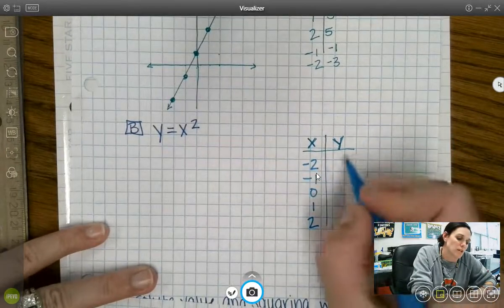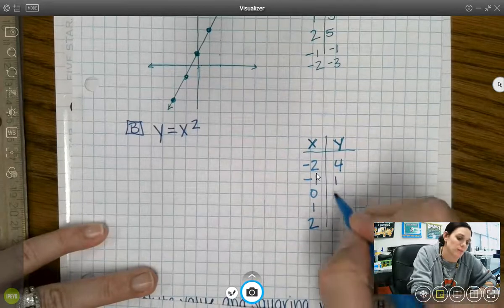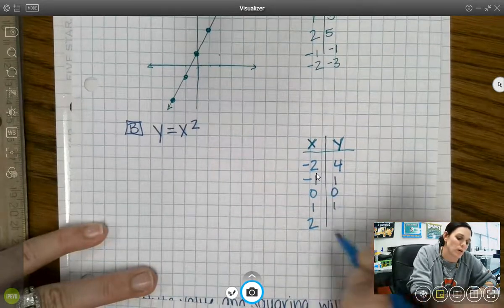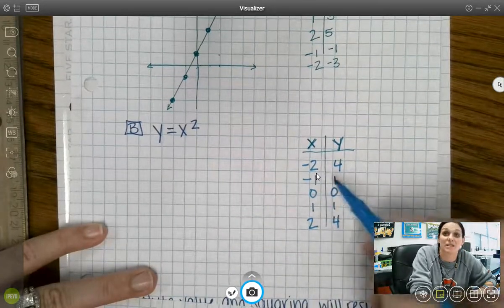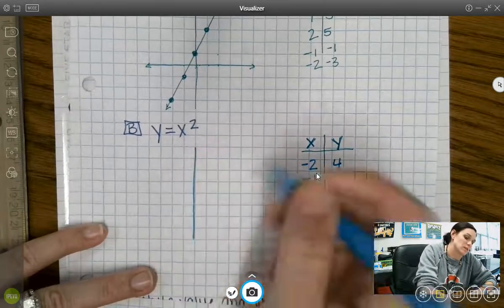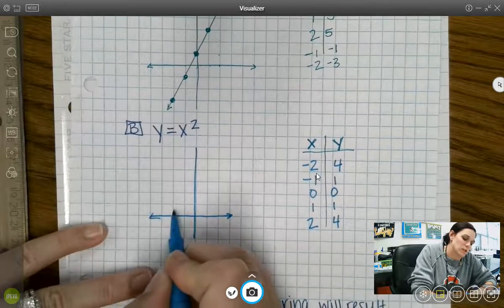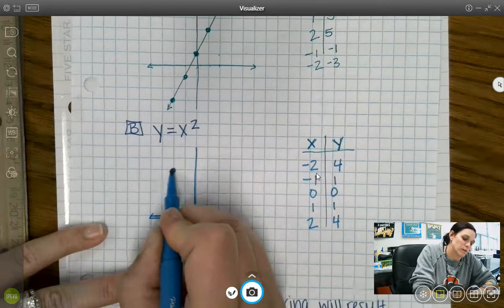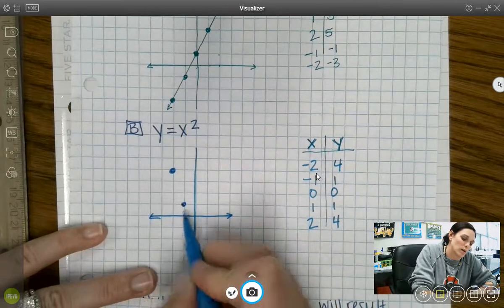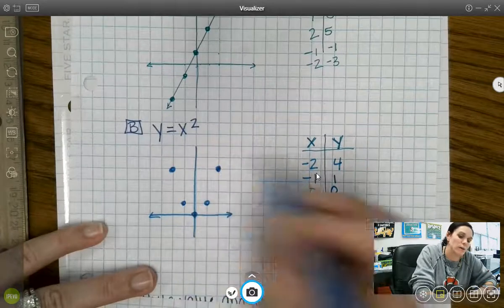Negative 2 times negative 2 is 4. Negative 1 times negative 1 is 1. 0. 1 times 1 is 1. 2 times 2 is 4. Now notice, we have some commonality. So when you graph this, negative 2, 4. Negative 1, 1. 0, 0. 1, 1. 2, 4.